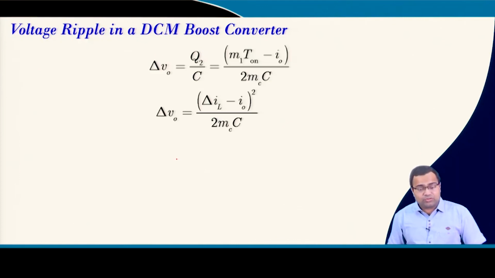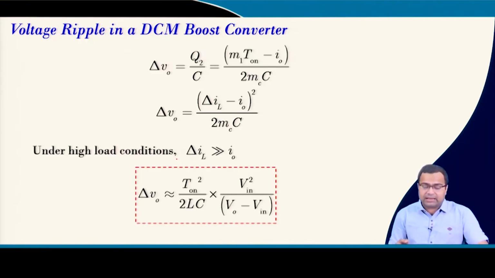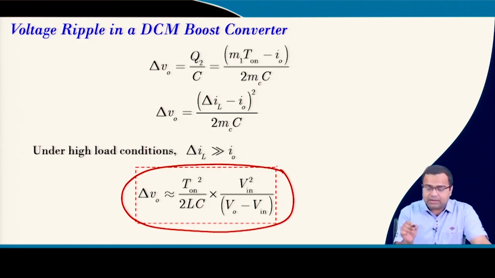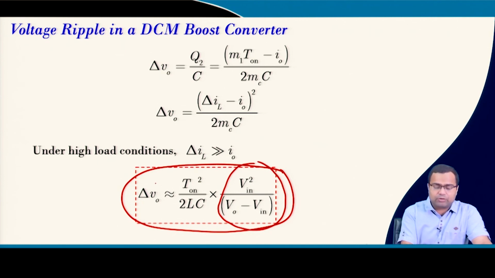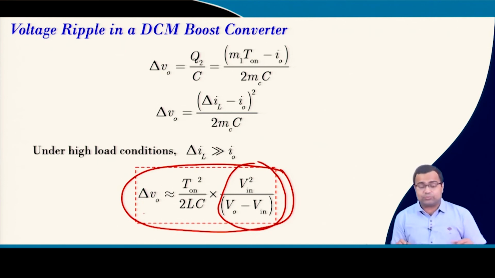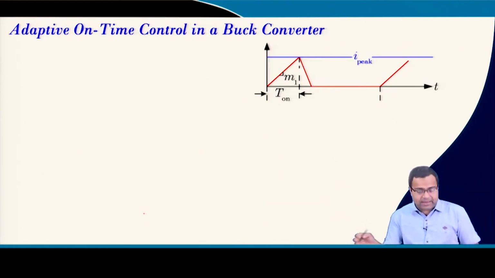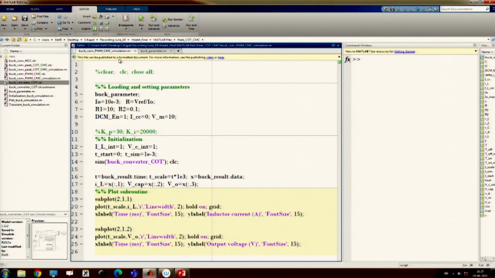And for the boost converter also, if you see the load current and output voltage ripple, it is the same principle as the buck converter: only when input and output voltage remain constant, the voltage ripple will be almost insensitive to load current variation. Okay, and the adaptive on time. So, what will happen if there is a change in input voltage? Now, we are talking about 2 input voltage conditions.